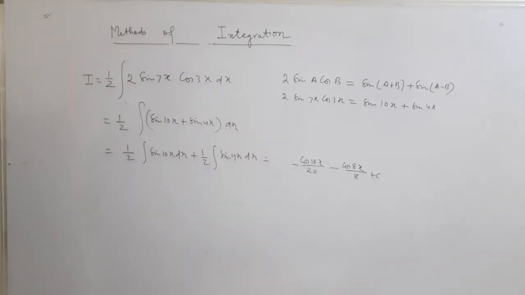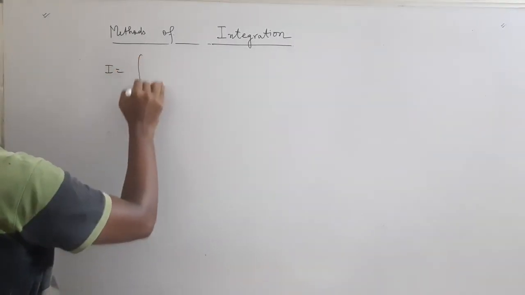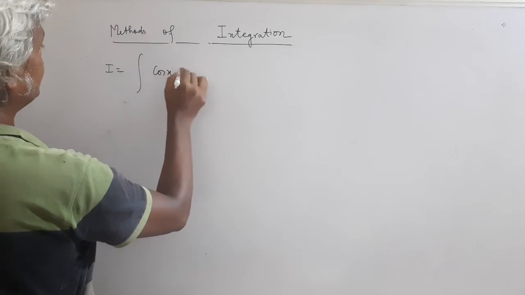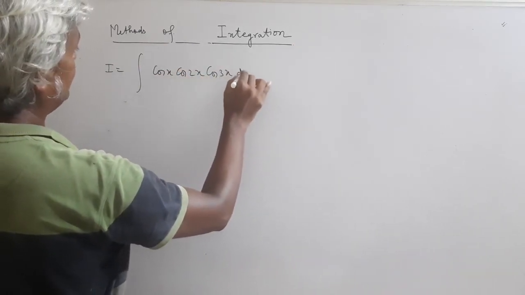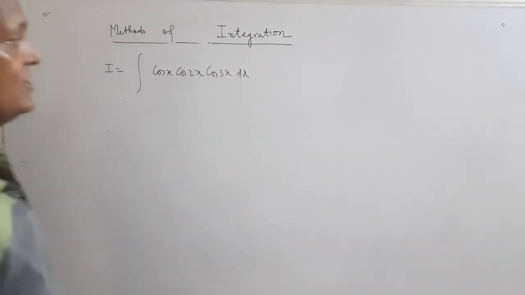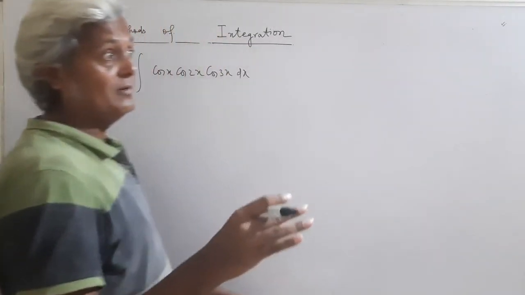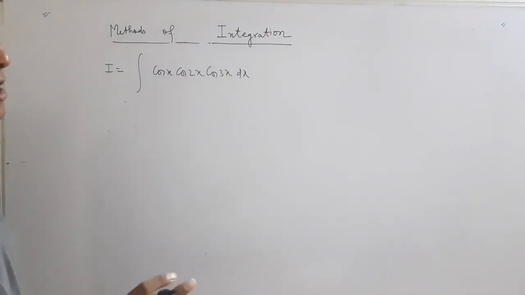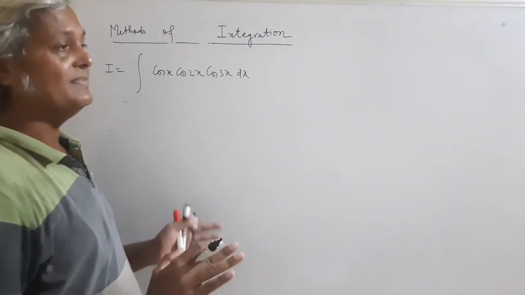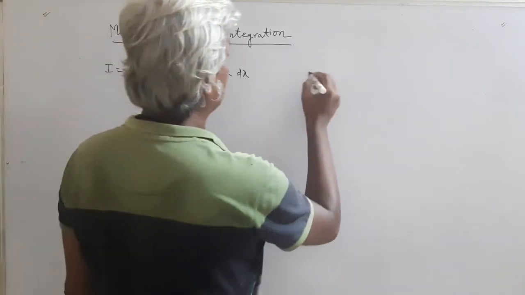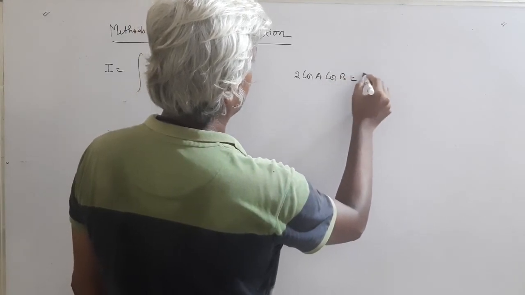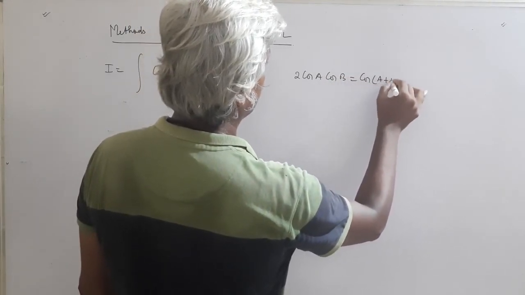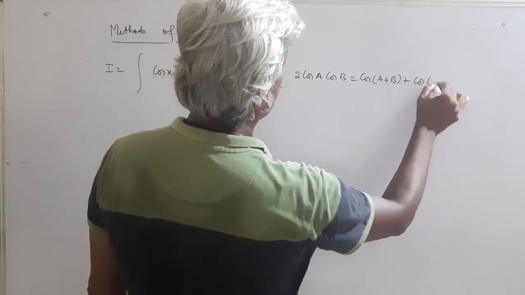So now I'll clear the screen. I'll take another example just to elaborate my point. Now I take another form: integration of cos x cos 2x cos 3x. How will you find the integration of this one? We'll use a similar formula, not the same formula, and the formula is that cos a plus b plus cos a minus b gives you 2 cos a cos b. So we have the formula 2 cos a cos b is cos a plus b plus cos a minus b.